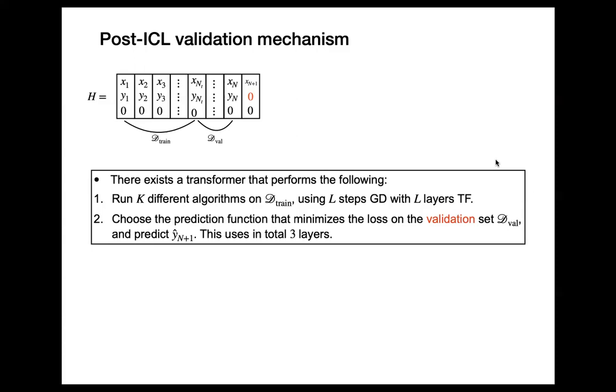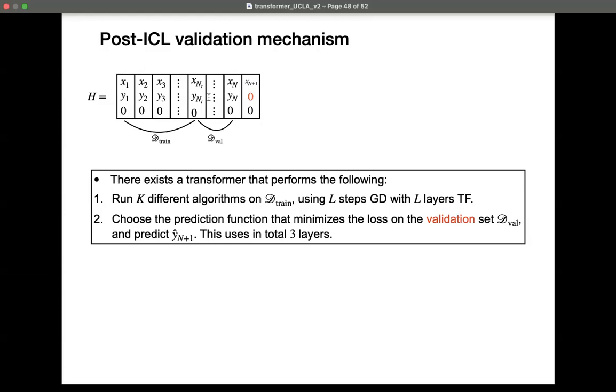There exists a transformer that can perform the following: run K different algorithms on the training data set. This is the input format, x1 to x_nt. I choose the number of training points to be nt and perform training on this part using L-step gradient descent with an L-layer transformer. The second step, choose the prediction function that minimizes the loss on the validation set, the second part of this data set. After choosing it, we predict y hat using that prediction function. In total, this part uses 3 layers for evaluating the validation error and selecting the algorithm.